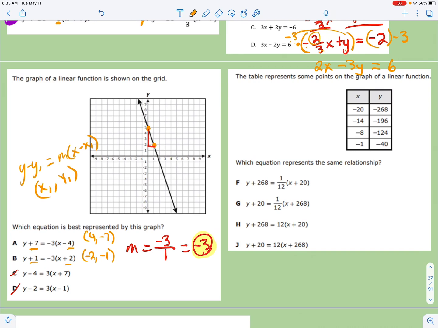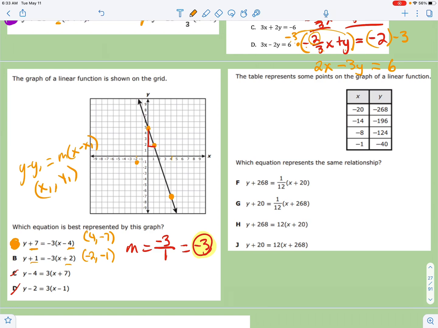All right, so now that we have that, we're going to look for 4, -7. All right, here's 4, and I meant -7. Is that a point on the graph? And the answer is yes. But just in case, I'm still going to check -2, -1. This is -2, -1, and that's definitely not on the line. So our answer is A.